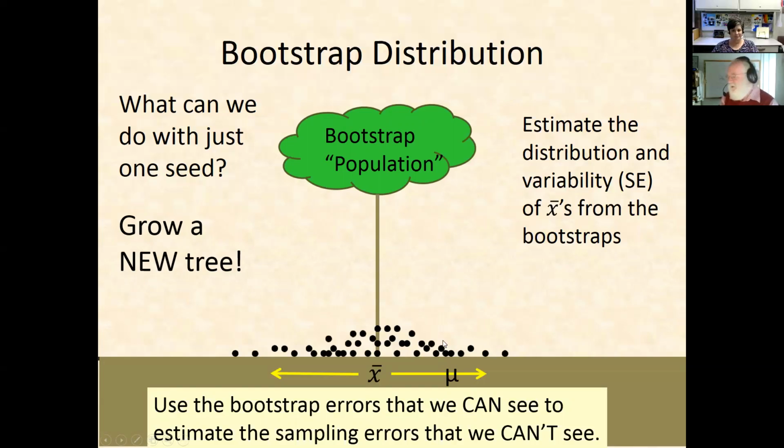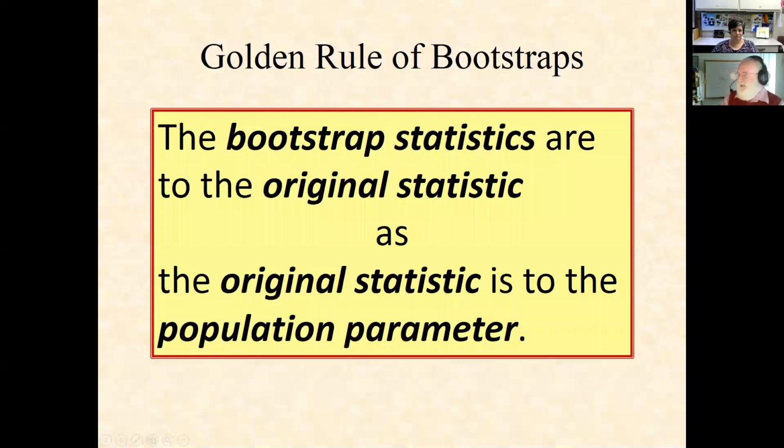So we find out what's a typical distance for seeds to fall away from the trunk, then we can say, well, this particular seed is probably not more than that from the trunk of the tree it came from. And that's kind of why the bootstraps work as we go along there.